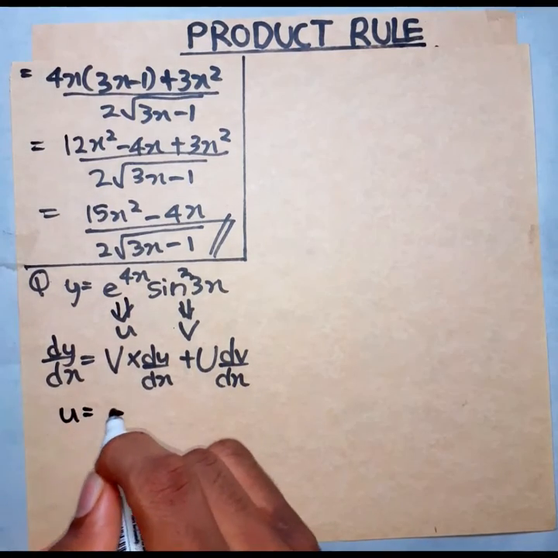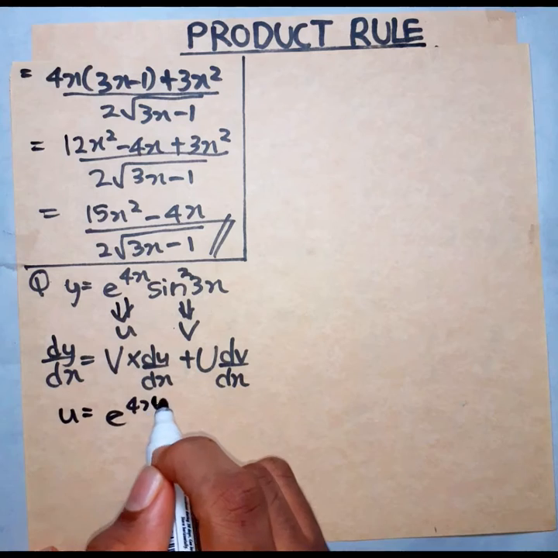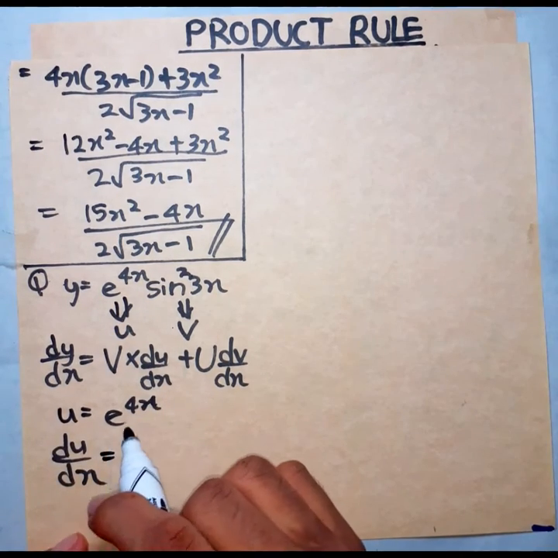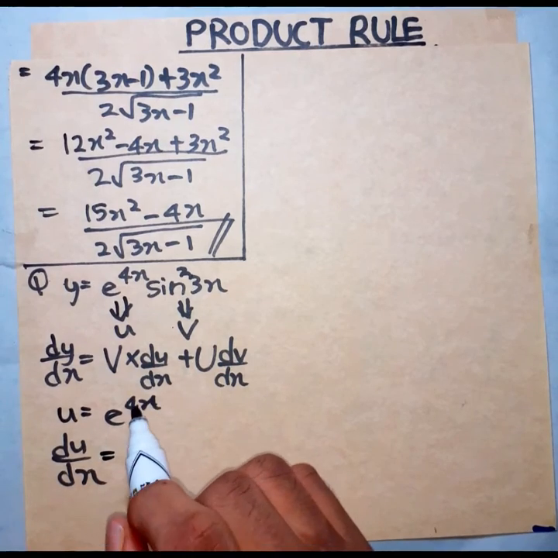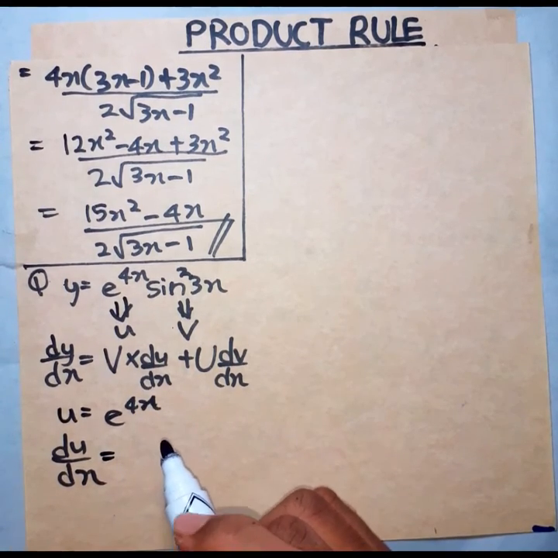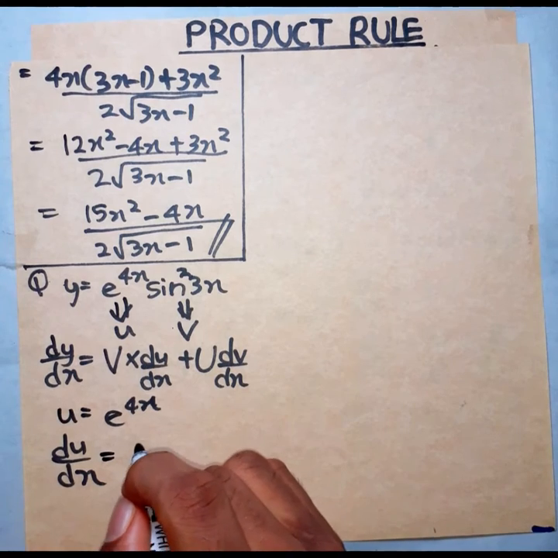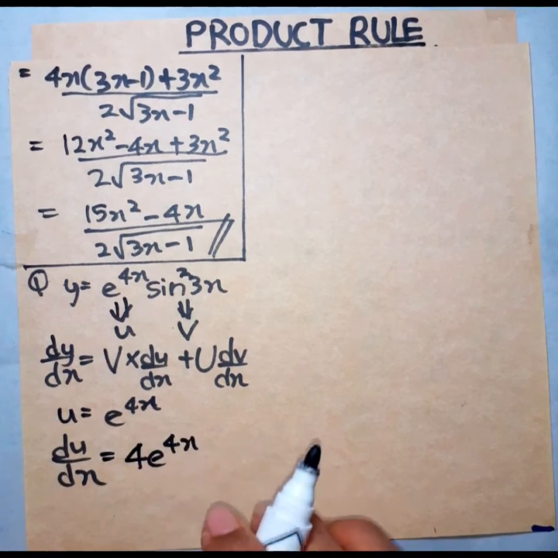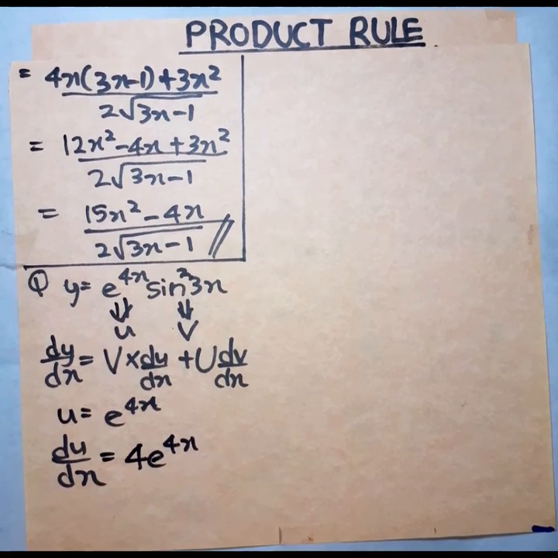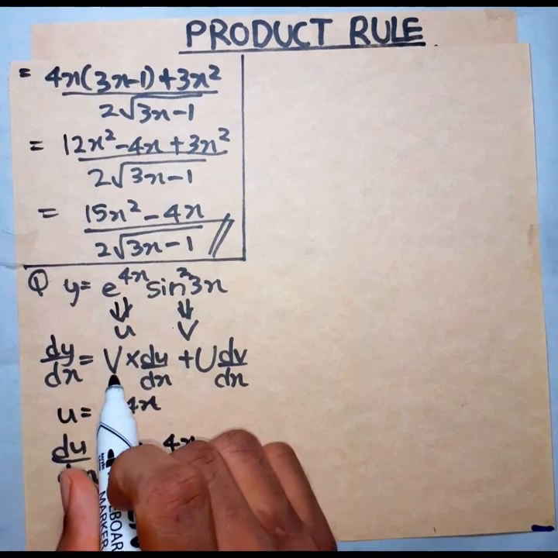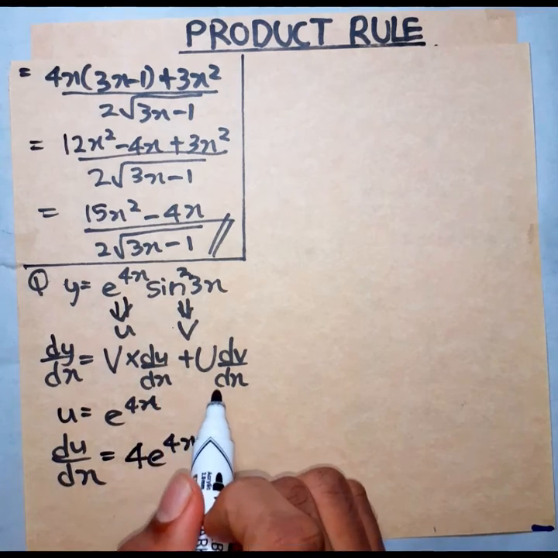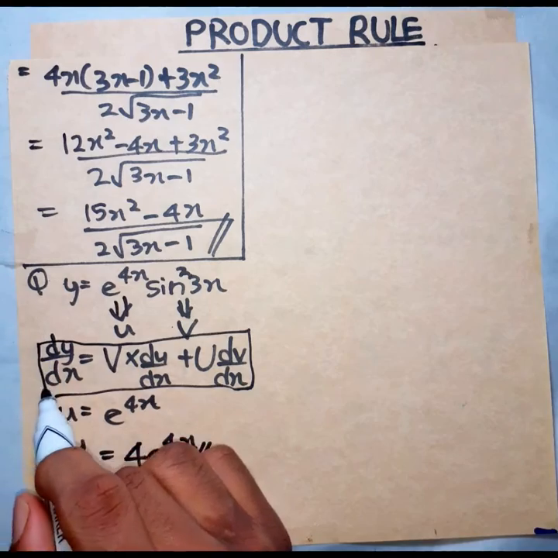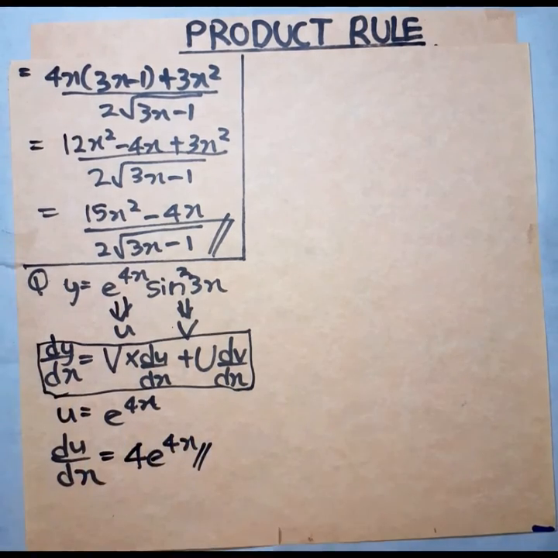So u is equal to e to the power 4x, so du by dx is going to be, when you differentiate e to the power ax, where a could be any number, so here it's e to the power 4x, 4 comes to the front and e to the power 4x, since it's this format. So we know v, we know du by dx, we know u. Now we have to find dv over dx. So to find dv over dx we use the chain rule.